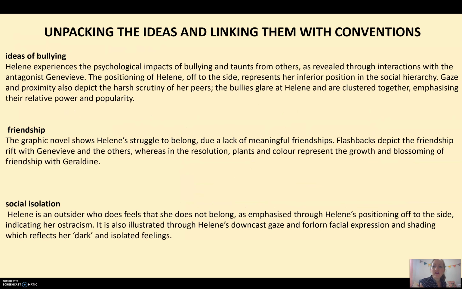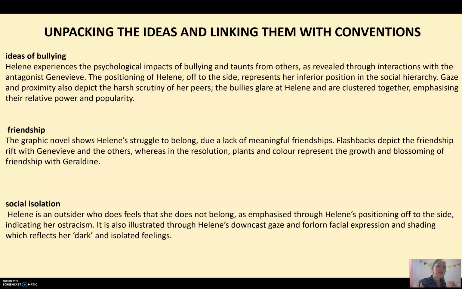And you'll see here that I've tried to unpack the ideas, so say what it looks like, and also link it to some techniques. In the first one, I've linked the psychological impacts of bullying and taunts with her interactions with characterization and how the antagonist is characterized. Talked about positioning and what that represents about her position in the social hierarchy. And gaze and proximity are also used to depict the harsh scrutiny of her peers. So we see that the bullies glare at Helene and they're clustered together, emphasizing their relative power and popularity.